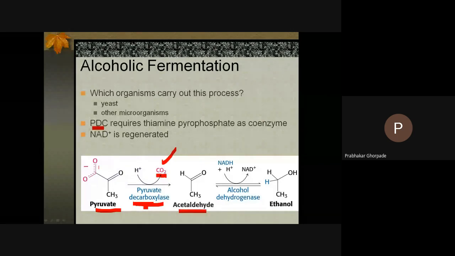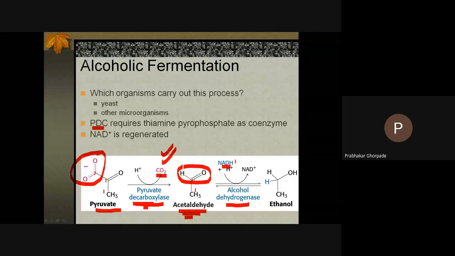Okay, this pyruvate is a 3-carbon compound. 1, 2, 3. Now this carbon dioxide is getting removed. So now this carbon dioxide got removed. How many carbons will remain? 1, 2 carbons, and this is an aldehyde group. So we call it acetaldehyde. So with the help of pyruvate decarboxylase, pyruvate got converted into acetaldehyde. Carbon dioxide got removed. Now what to do with this acetaldehyde?